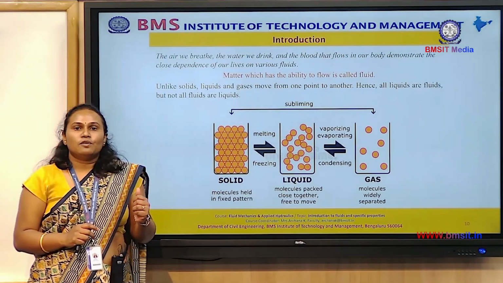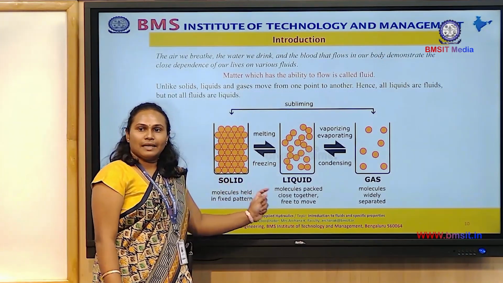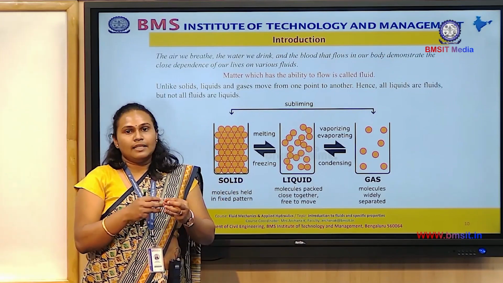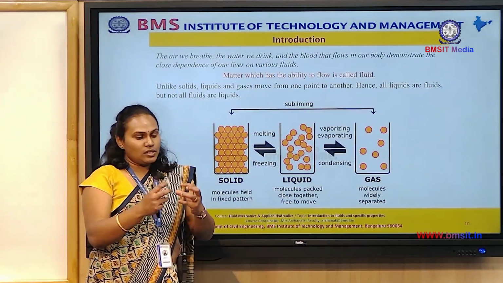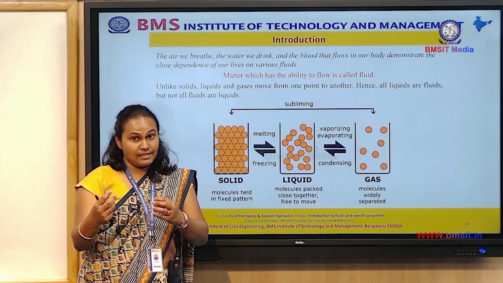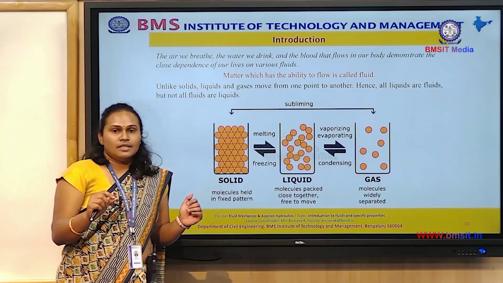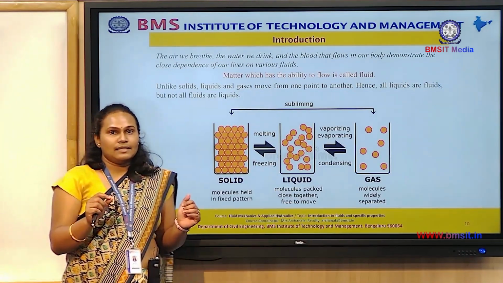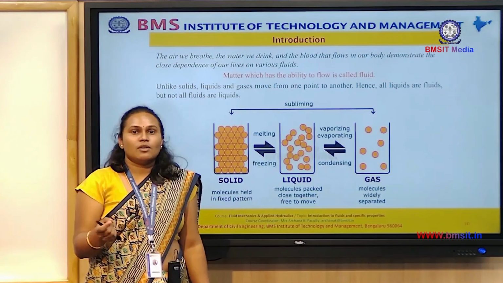So the matter which flows is known as fluid, and we know there are 3 states of matter, that is solid, liquid and gas. Solid is the one in which molecules are packed together and there is no gap between 2 molecules. And in liquid, the molecules are a little apart and there is still an interaction, but in gas, they are very much apart and the volume is quite high. Fluids can be gases, fluids can be liquids, but not all fluids are liquids, because gases are also fluids.